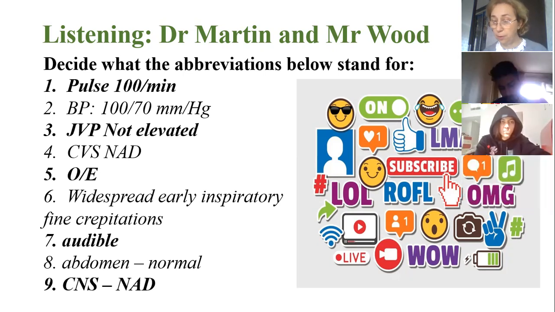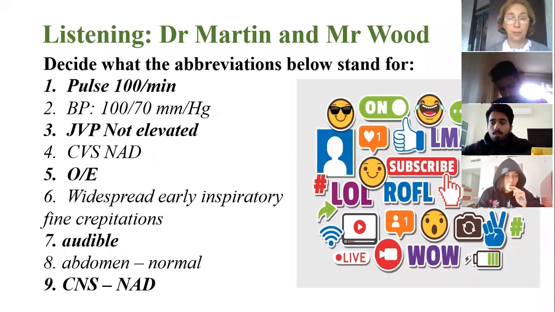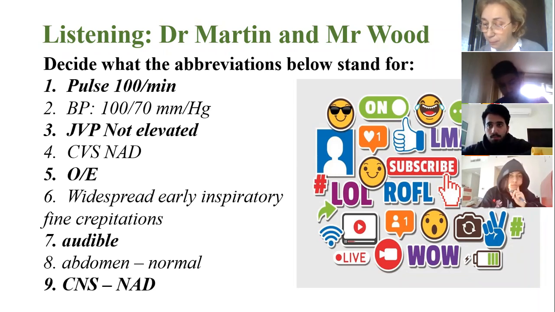Is Mohammad Aib here? Yes, teacher, I'm here. So please, number 3, what are the letters? JVP, I think it's for jugular venous pressure. Yes, you're right. Well, the fourth one is for Zaina.